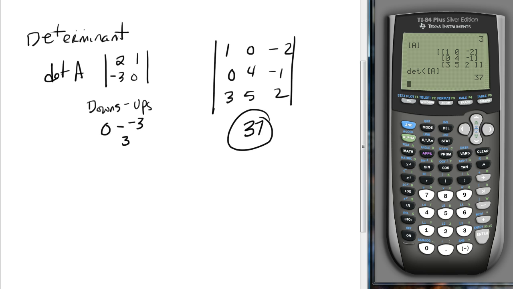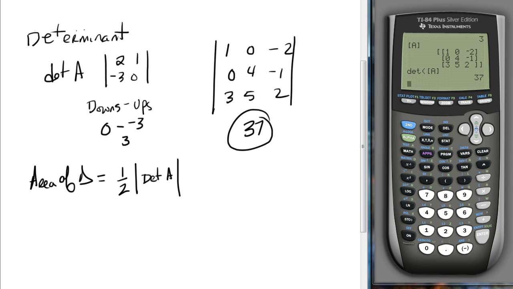Now, what can we do with these determinants? Well, we've done Cramer's rule. We did just finding a determinant. There's something else: area of a triangle.